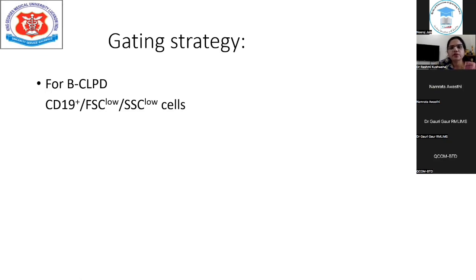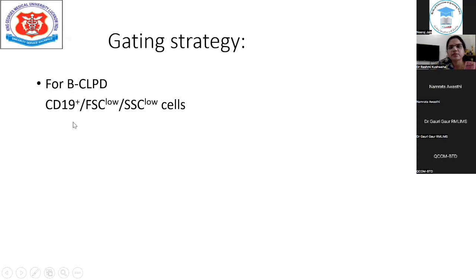Similarly, for T lymphoproliferative disorders, after the basic panel, we can use either CD4 or CD8 or CD3, depending on the basic panel. Any of those can be used as a gating marker. But here, one thing I want to point out is that the peripheral smear or the bone marrow smear that we make gives a very important clue. If we are able to identify from the smear that we are dealing with a mature lymphoid neoplasm, we directly go ahead with the gating with the CD19 versus side scatter.